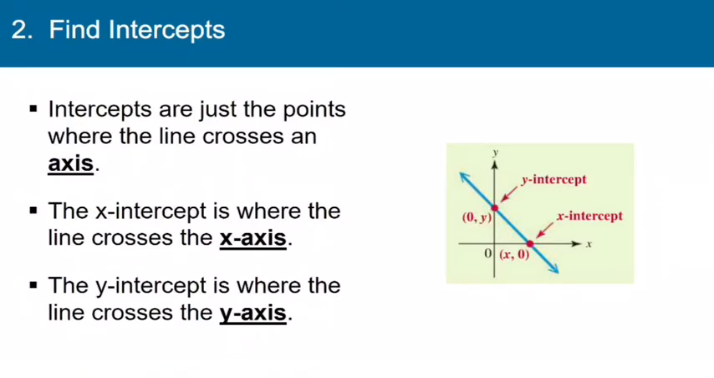Okay, now notice that because the x-intercept is on the x-axis, the y-coordinate will always be 0 for the x-intercept. So it will always be some number, 0. And because the y-intercept is on the y-axis, its x-coordinate will always be 0. So the point here will always be 0, y.